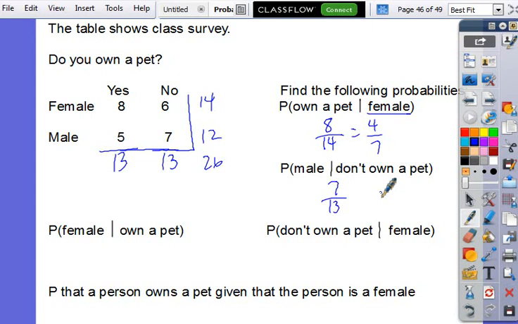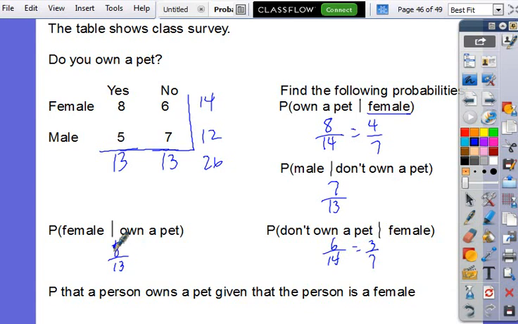All right, so for probability that don't own a pet, given that they're female, start with female. I got 14 females. Of those, how many do not own a pet? 6. Simplify that down. 3 over 7. Go back over here. Probability that it's female, given that they own a pet. So start with 13 who own a pet. Well, 13 own a pet. Of those that are female, 8.